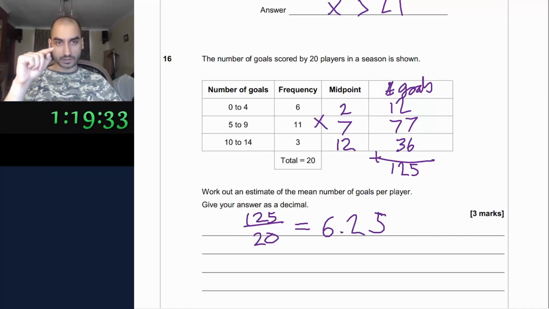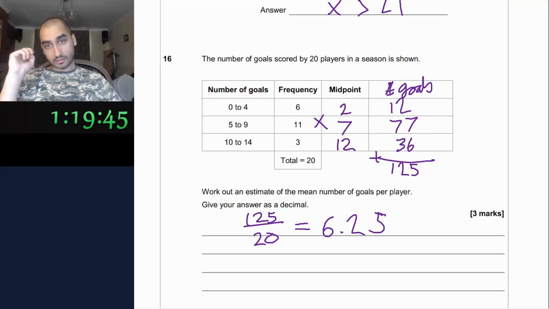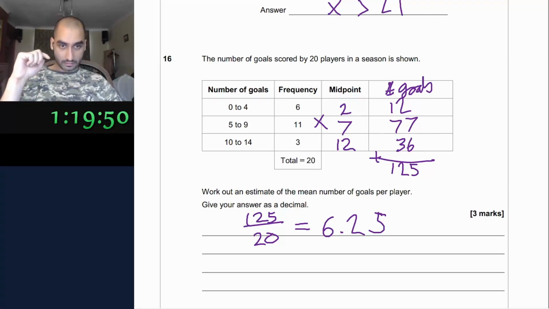So, 0, 1. So it's 2, 7, 12. And then multiply them, you get 12, 7, 36. Add them together. 113, 125. Divide by 20, 62.5. Divided by 10, 6.25.